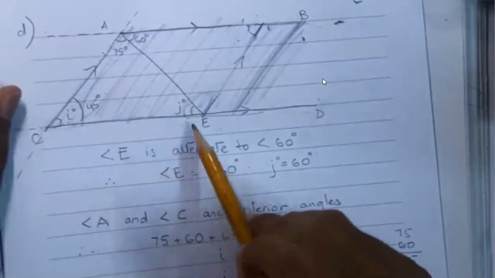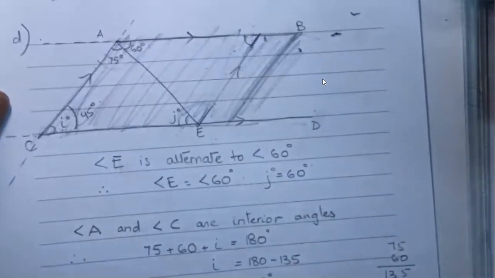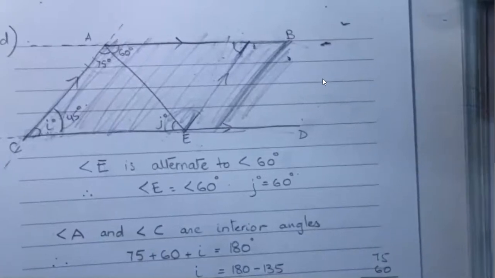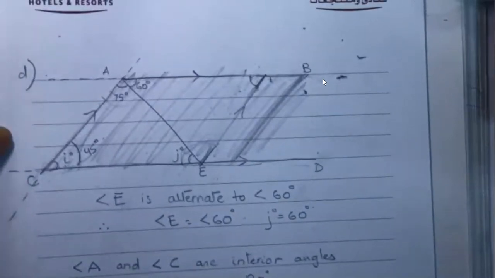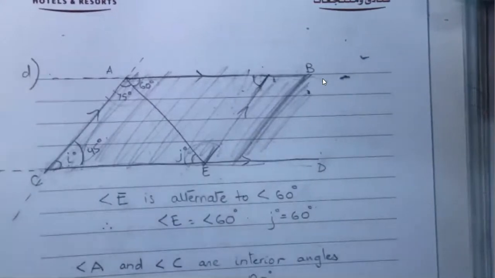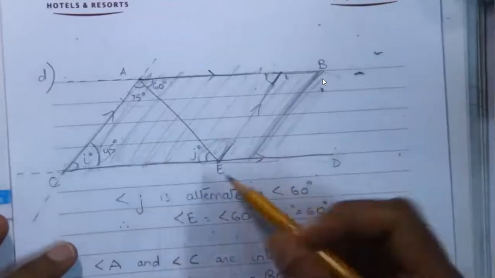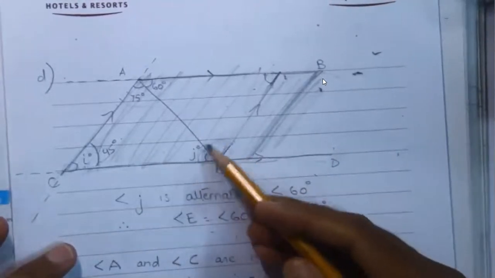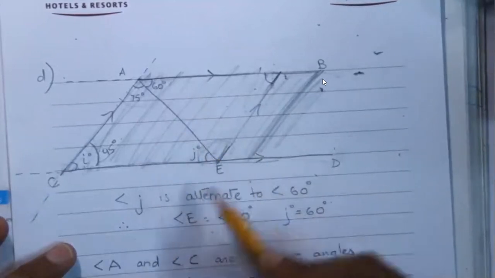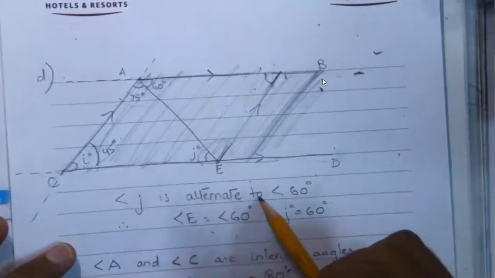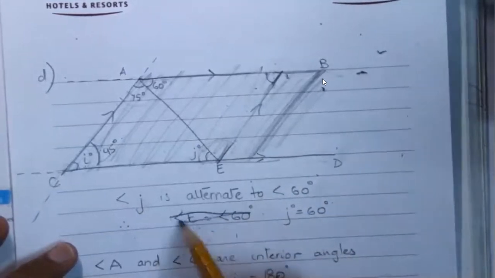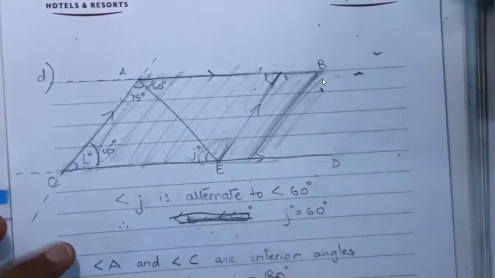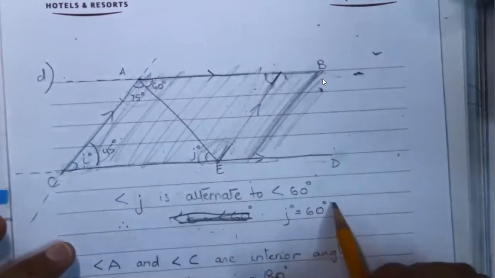Now what about J? Teacher, can J be alternate to 60, because J and 60 share the same transversal but are on opposite sides? Yes. I shouldn't have written angle E. I should have written angle J, because E means this whole thing, and the whole thing is not alternate to 60. So I should write angle J is alternate to angle 60. Angle J is equal to 60. That's it. No working is needed here, just mention it.